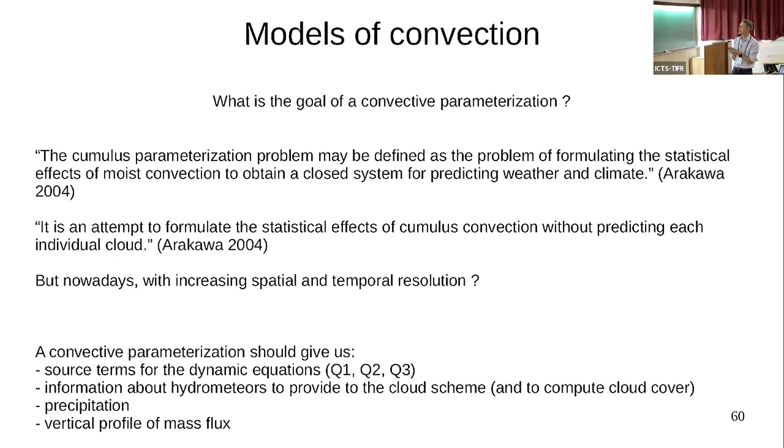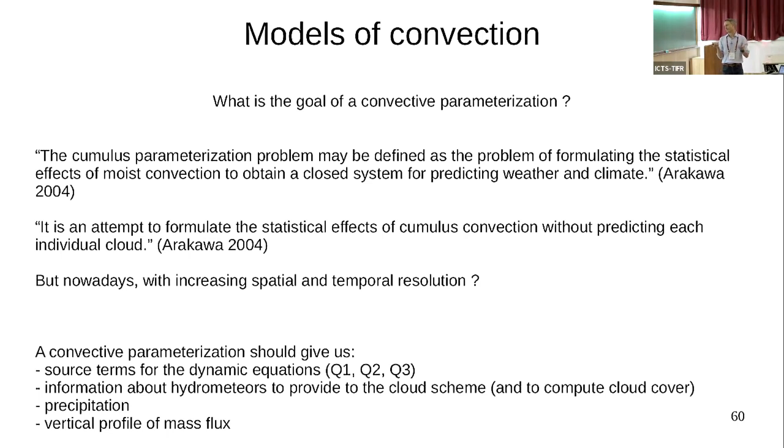And so this is the wisdom of Arakawa, but nowadays with increasing spatial and temporal resolution in models, does that still apply? I think increasingly the convective parameterizations are pushed to do things so that they are trying to predict not each individual cloud, but almost just groups of individual clouds. It's not exactly just doing the pure statistics.